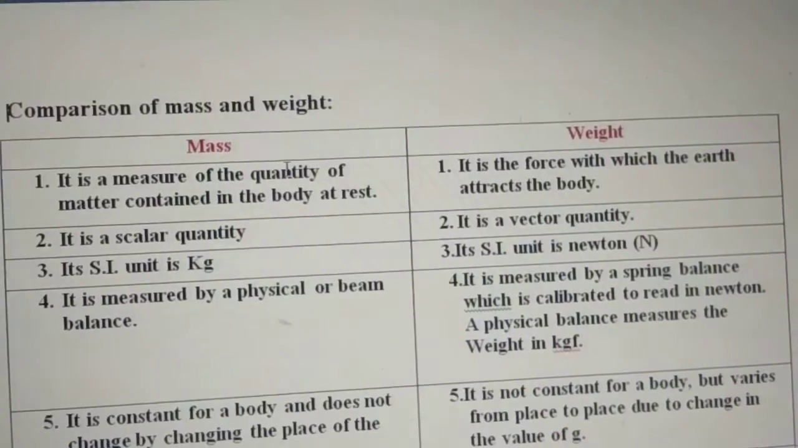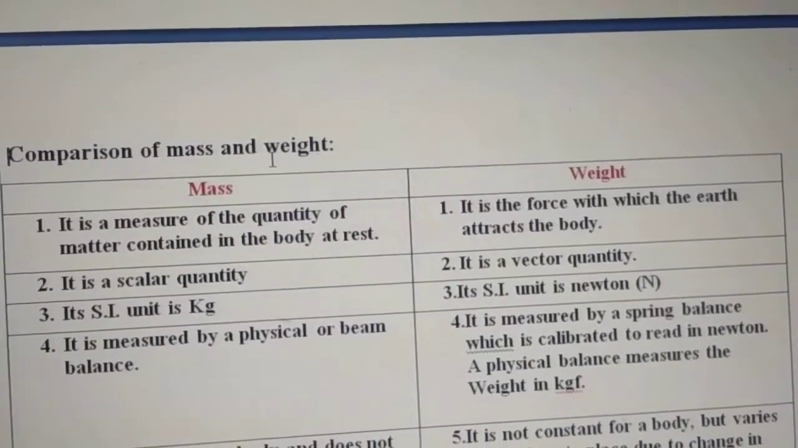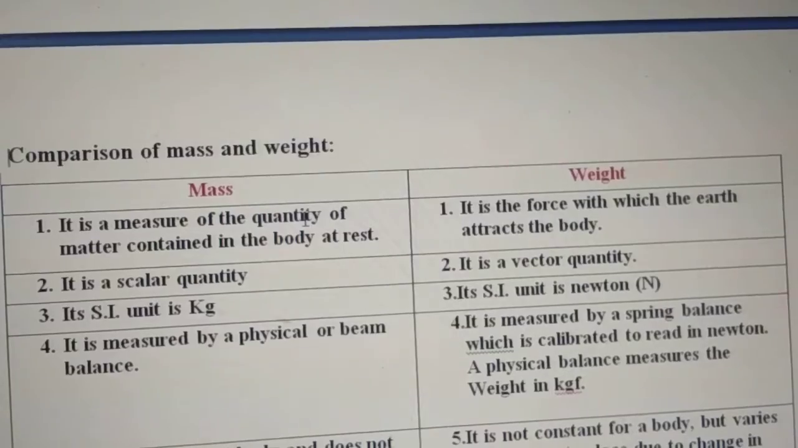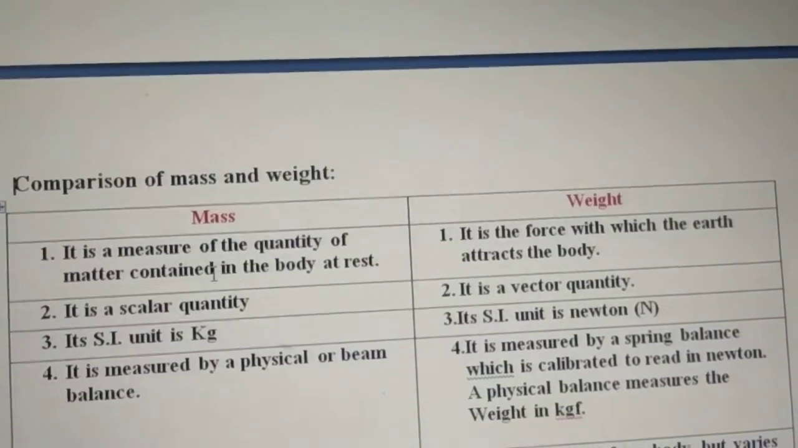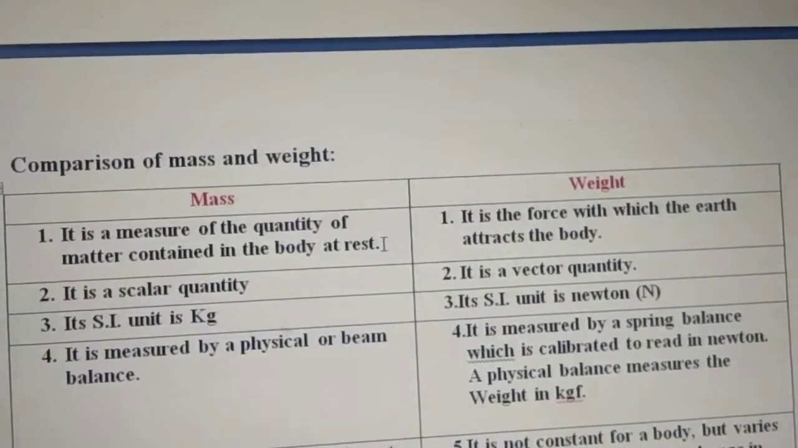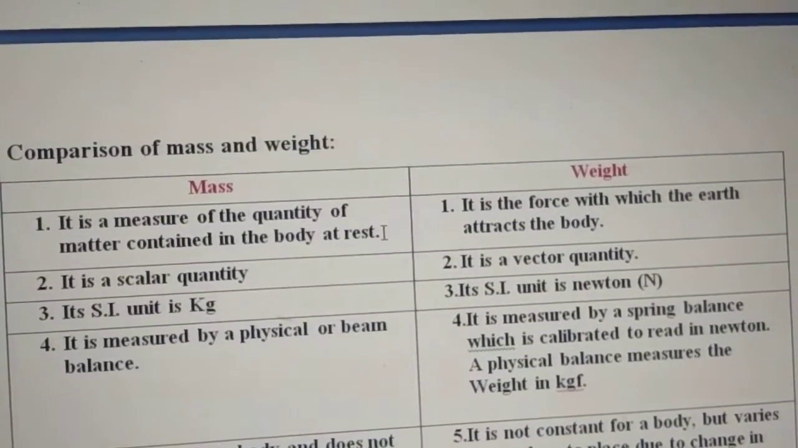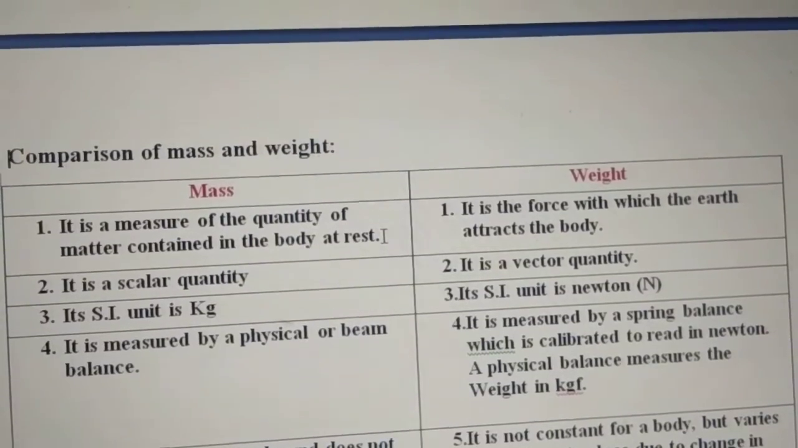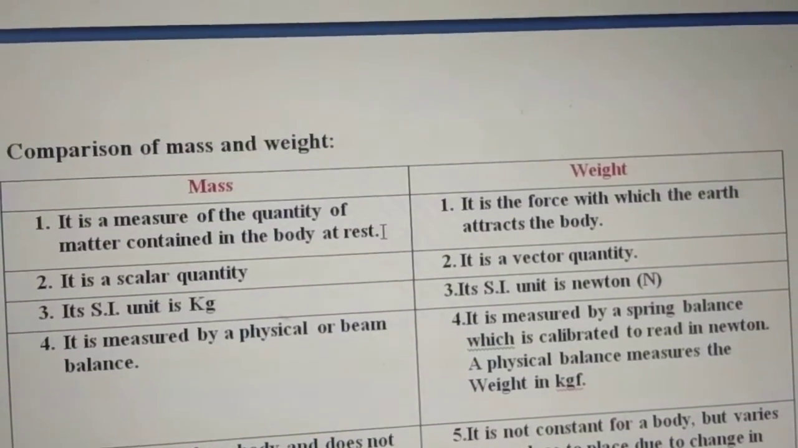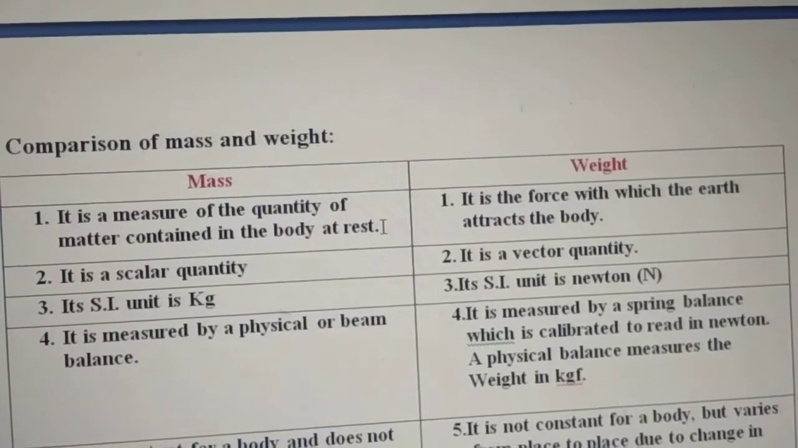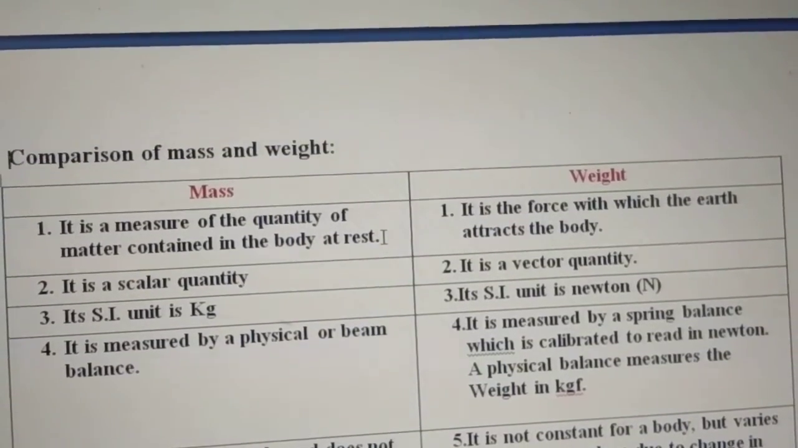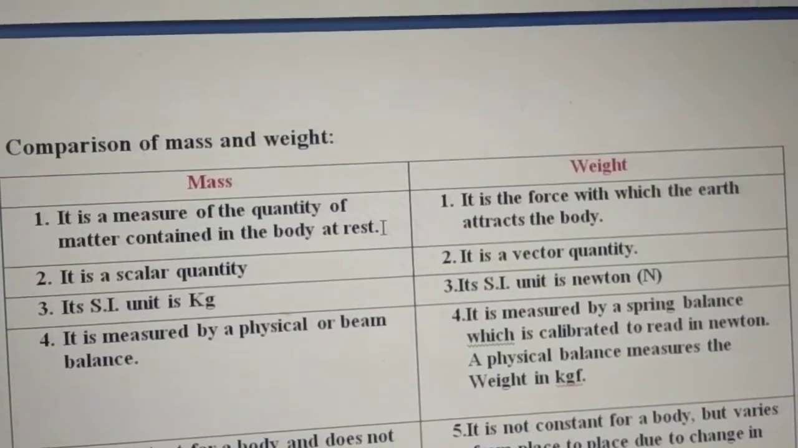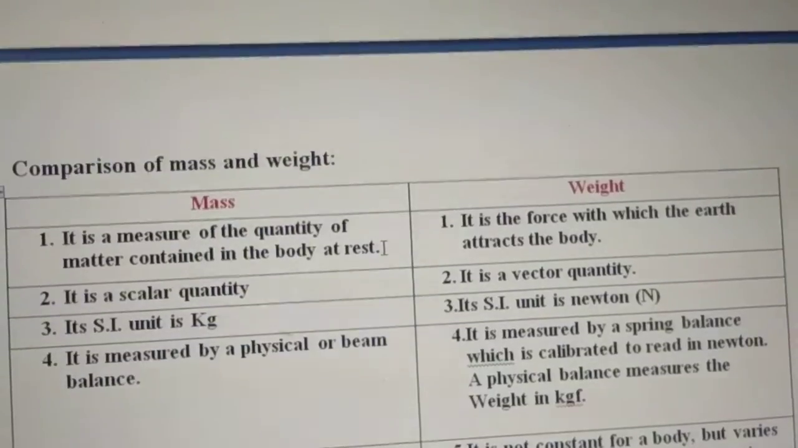Just listen here. What is the comparison between the mass and the weight of a body? The mass is the quantity of matter contained in the body at rest, not in motion. Whenever it is in motion and its speed approaches the speed of light, it changes. Up to 10 to the power of 6 meter per second, it remains constant. Later on it will change. So we have to say that the mass remains constant.